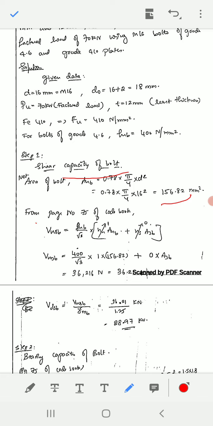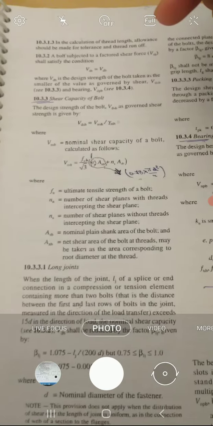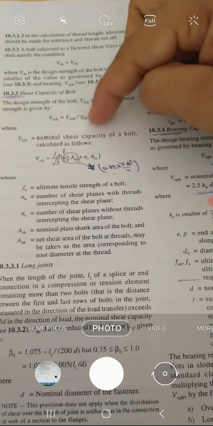For that we have to go to page number 75 of the code book. I will show the page number 75. In page number 75 you can see the shear capacity of the bolt. There is a formula Vdsb is equal to Vnsb by gamma mb, where Vnsb is fub by root 3 into (nn Anb plus ns Asb). This formula you have to note down first, and then the second formula.